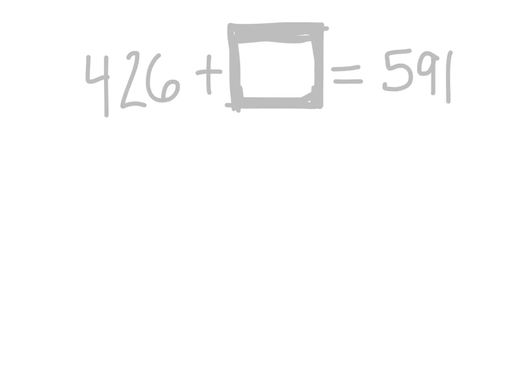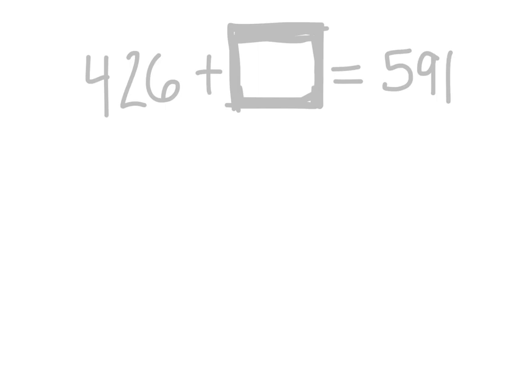I am doing a math problem, and I am a little confused. There's a big blank spot where there's a number supposed to be, and I don't understand what I need to do. Oh. Well, what's the problem you're working on? Read it to me. 426 plus some number equals 591.